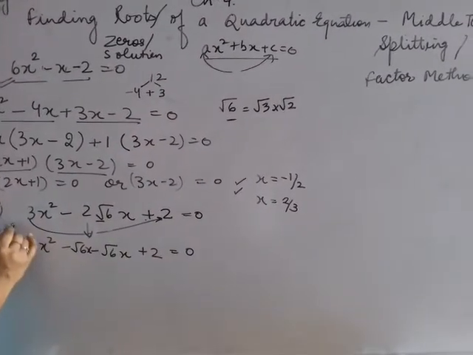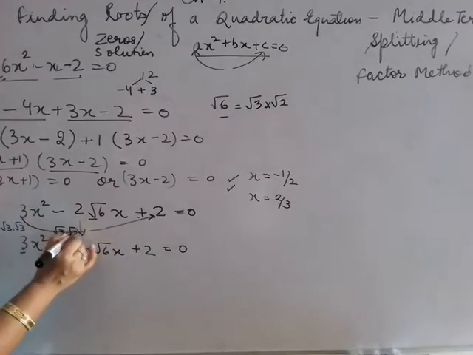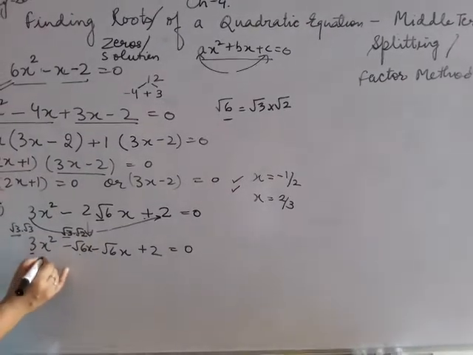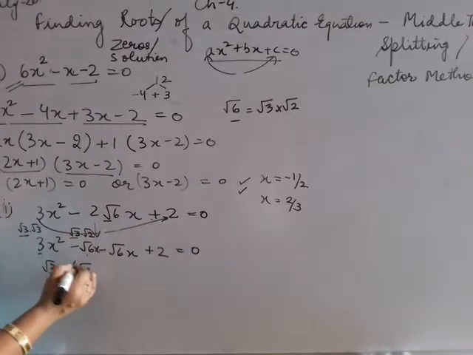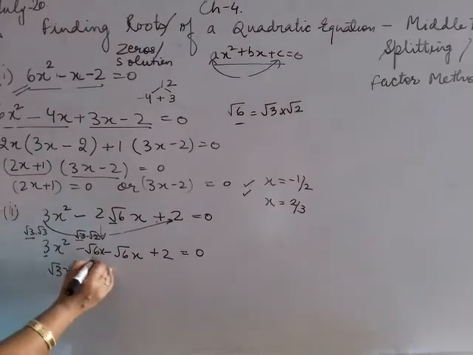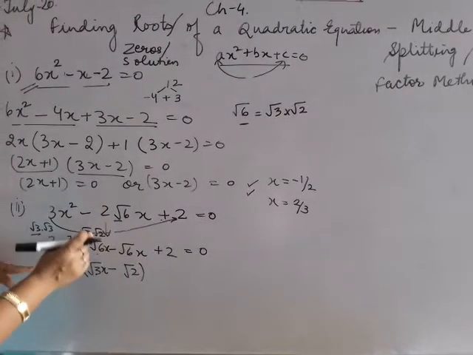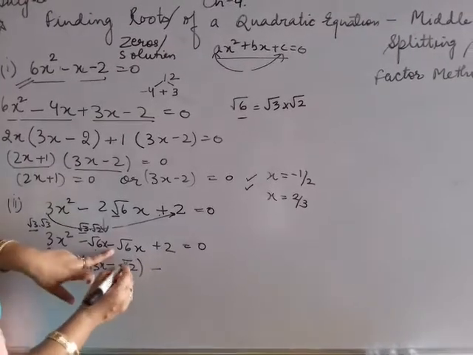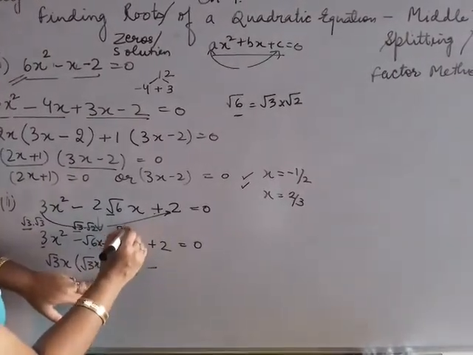Now what is common in between this? 3 is root 3 into root 3. Root 6 can be written as root 3 into root 2. Now what is common? Root 3 is common, so we will take root 3 out. x is also common. What is left here? Root 3 x is left, and minus root 2 is left. This is how you have to break the common factors. Now we will take minus common.